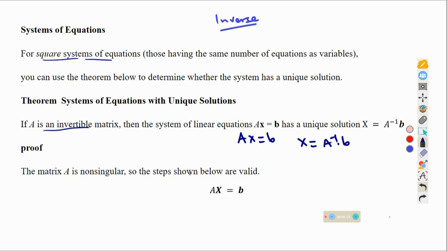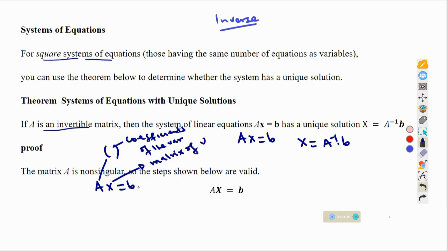We can prove that. We are saying that if we have a system which can be placed in the form of AX equaling to B, this A is simply a matrix of the coefficients. It's simply the matrix of the coefficients of the variables. Then this X is the matrix of the variables, and this B is the matrix of the constant terms. We shall understand better when we come to some of the examples.